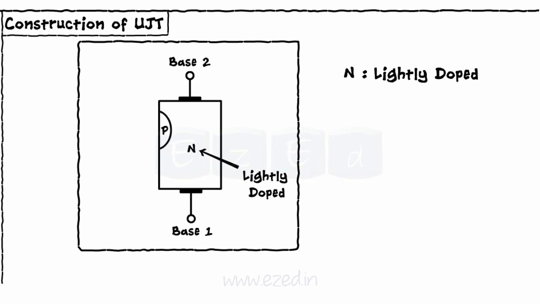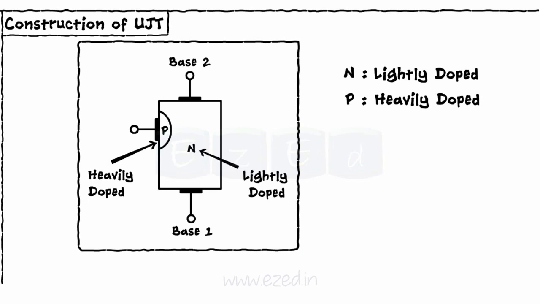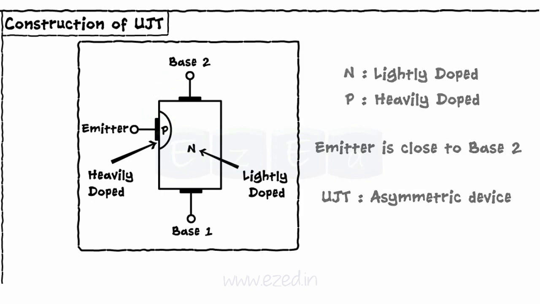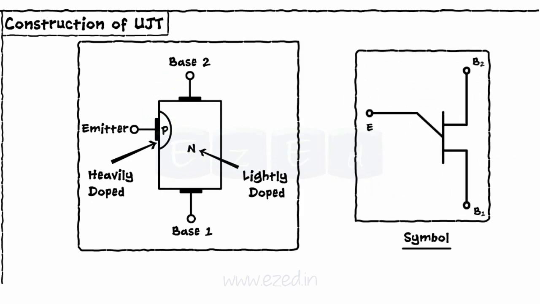A small P-type region is heavily doped on one side of the N region as shown. A third contact terminal is taken out from the P region as the emitter terminal. This emitter is usually located closer to the base 2 than the base 1. Hence UJT is an asymmetric device. The schematic symbol of the UJT is as shown.